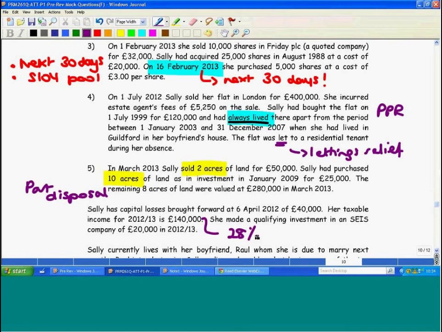Now, she's made a qualifying investment in a seed enterprise investment scheme of $20,000. So again, that's a deduction we can have. And then the final part talks about the second part of the requirement, which is basically, does he give her a necklace before they marry or after they marry? We'll come back to that bit at the end.